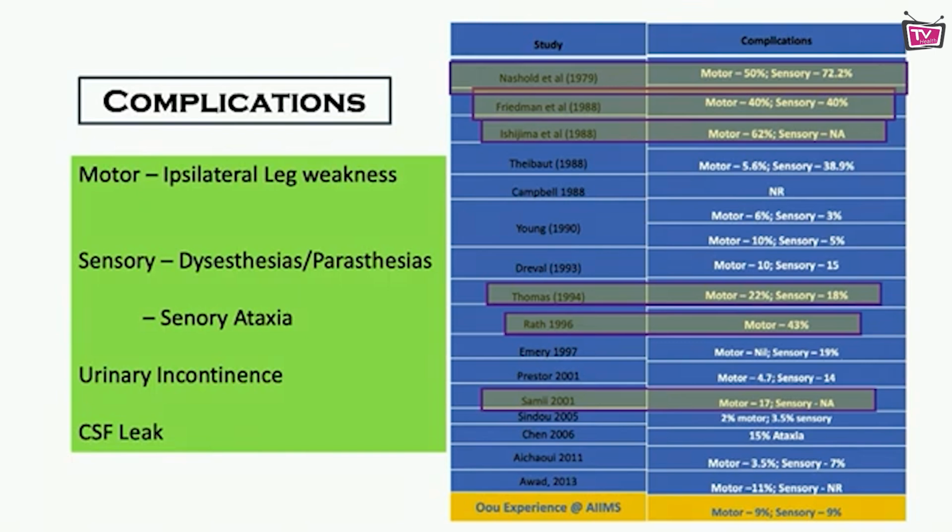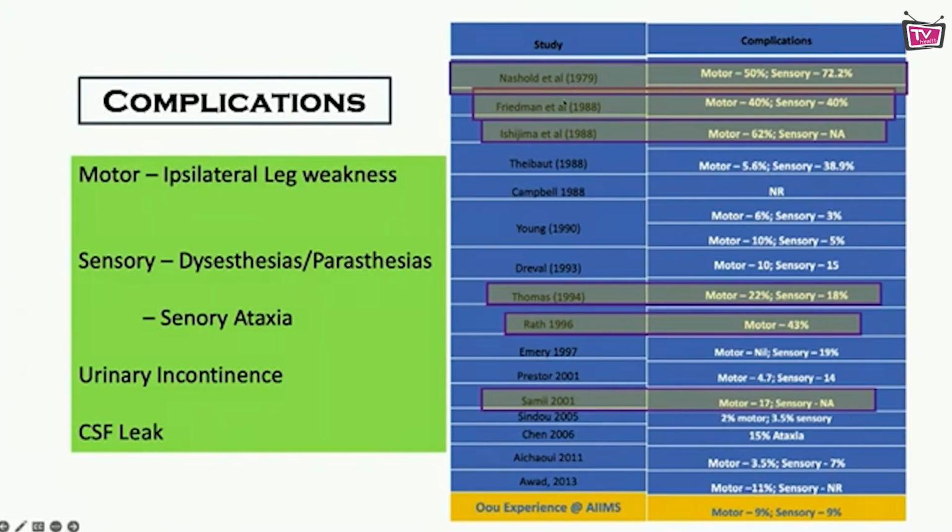Complication-wise, you can have motor weakness because you have corticospinal tract in the vicinity, and then you can also have dysesthesias, paresthesias because of this involvement of the dorsal columns and the sensory part. Urinary incontinence can happen. We haven't seen any. CSF leak, of course, is one of the complications.